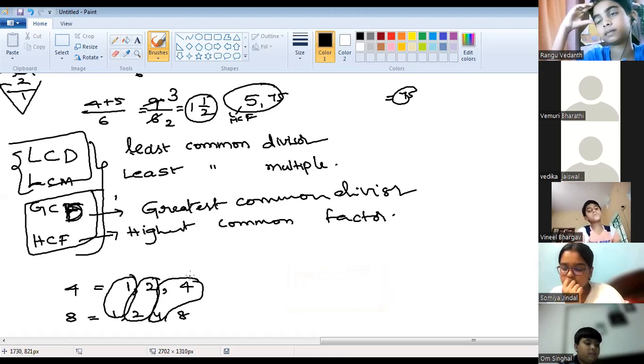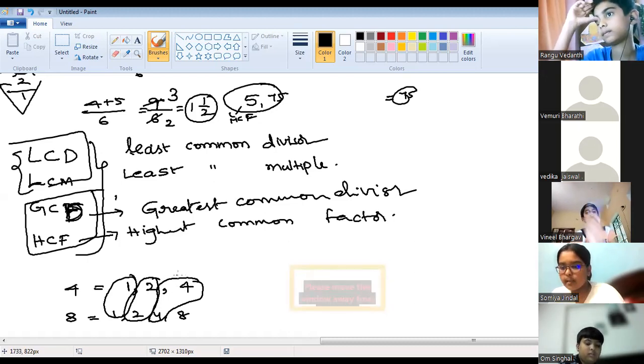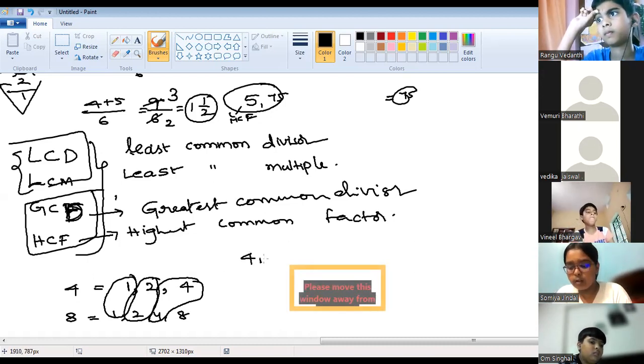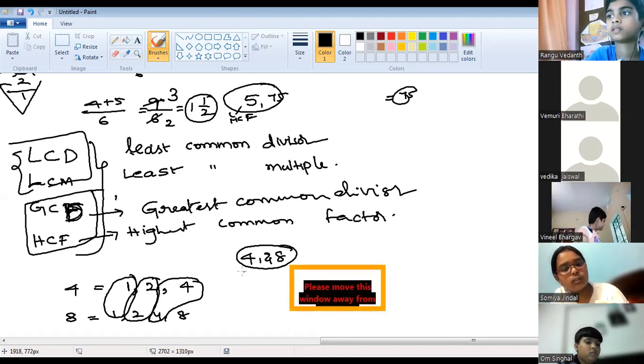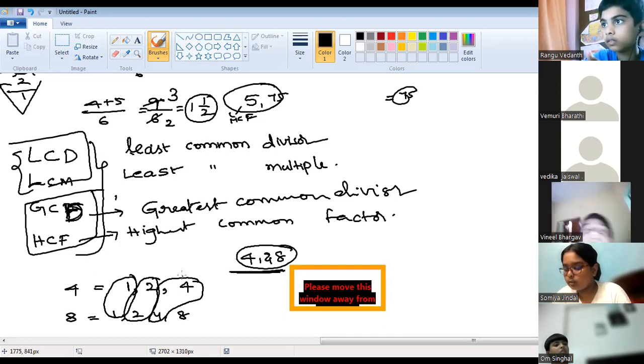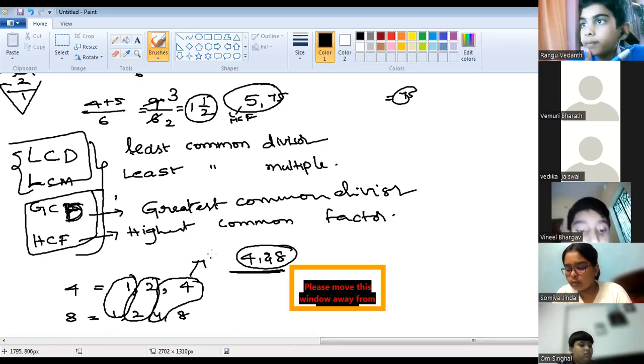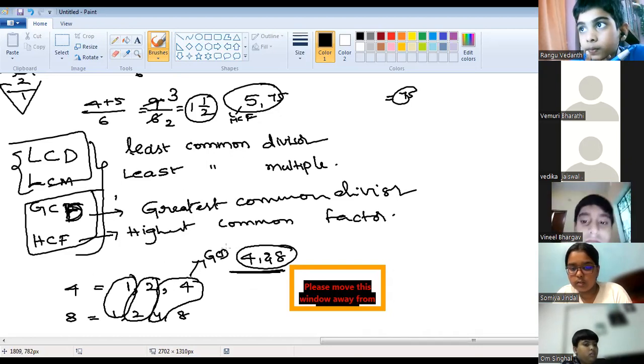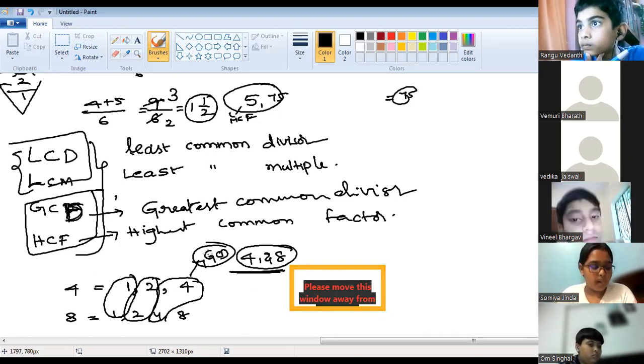4. Yes. Now if you take these two numbers, 4 and 8, which is the greatest common divisor? Common divisor means which number will divide both. The greatest is 4. So this is the GCD. Yes, hope you understood, children.